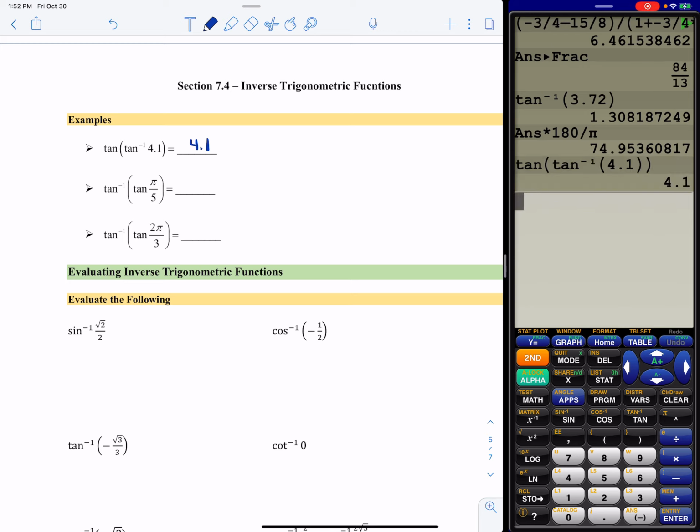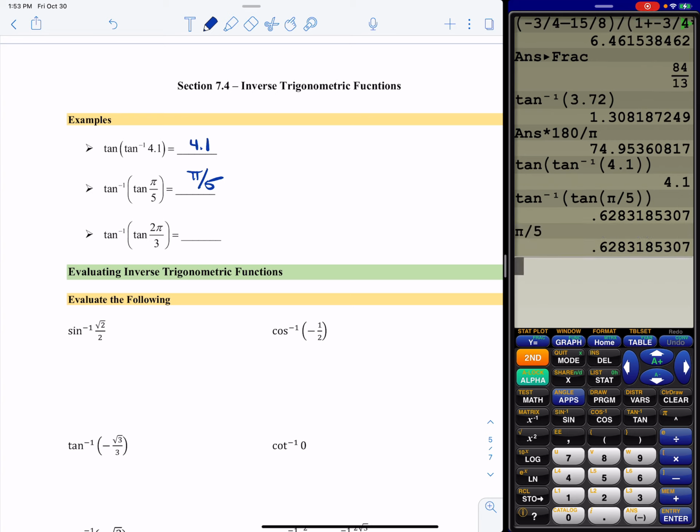Tangent inverse of tangent of pi over 5. Well, since that is on the magic interval between negative pi over 2 and pi over 2, I should be safe in writing pi over 5. Now let's double check that with the calculator. Inverse tangent of the tangent of pi over 5. Okay, I get a decimal, but I'm just going to double check that that's equal to pi over 5, and boom, there it is. So we're good.